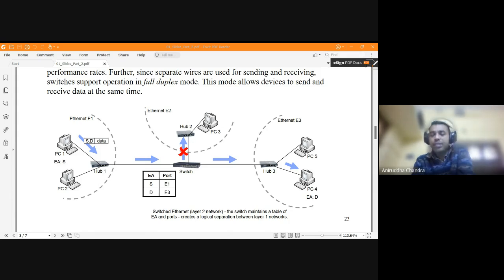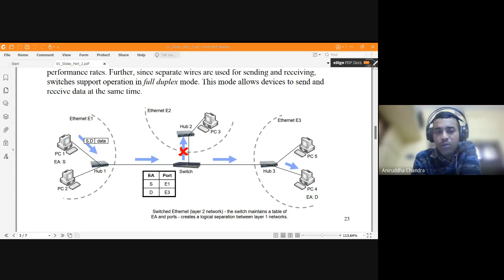Now in switched Ethernet, what we have done is we have got hubs in the lowest hierarchy. That means PC1 and PC2. If you see the diagram on the left side, PC1 and PC2, which are part of Ethernet E1, are connected via hub 1. Obviously, there might be more computers in Ethernet E1; I have not shown them. Then hub 2 is for Ethernet E2, which is connecting PC3. And on the right hand side, we are showing hub 3, which is connecting PC4 and PC5.